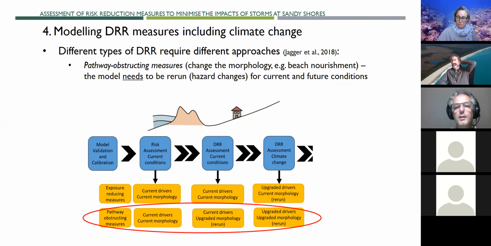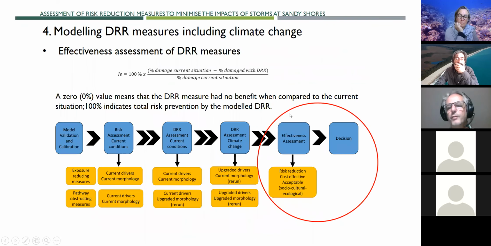measures. After this sequence, for all of them, we need to have the effectiveness assessment. And mostly here, I'm talking about the risk reduction effectiveness. I'm not talking about the cost effectiveness and also not talking about acceptability, but these are quite important.